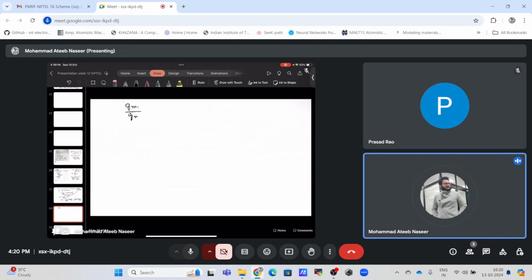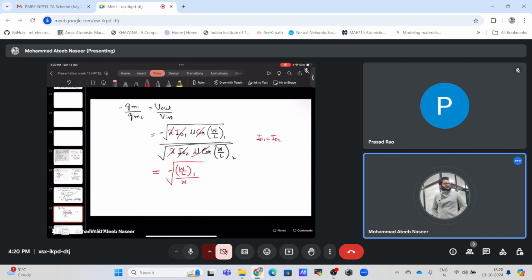So gm1 by gm2, V out by V in, is the square root of 2 ID1 mu Cox W over L of 1 divided by 2 ID2 mu Cox W over L of 2, because the transistors are identical except for W by L. ID1 is equal to ID2, and mu and Cox are the same, so we are left with V out by V in equal to minus the square root of W by L of 1 divided by W by L of 2.